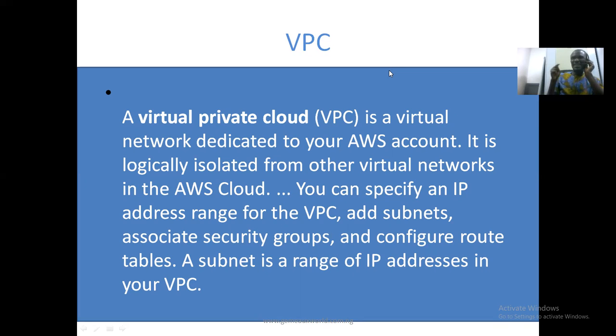Any instance you put in a public subnet is called a public instance. Any instance you put in a private subnet is called a private instance. Why do you create a public subnet and a private subnet? Public subnet, you want people to have access to it. It's not always secure to have a public subnet, because people can access it and they can send you a virus.